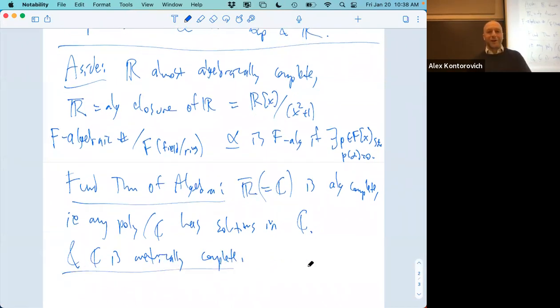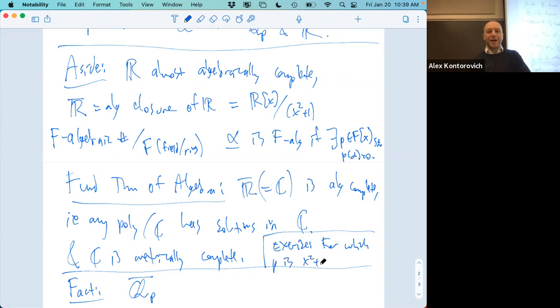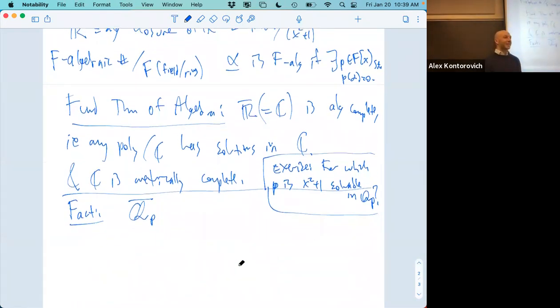I'm not going to prove these things because I don't need them, but just FYI, this is an unproven fact. You take Q_p, you take polynomials in Q_p, and you solve all of them. So here's an exercise: for which p is the same polynomial x squared plus 1 solvable in Q_p? For some p's you will be able to solve this polynomial, for some p's you won't. Some of you already know the answer. If you don't know the answer, it's a very fun exercise if you really want to understand these things.